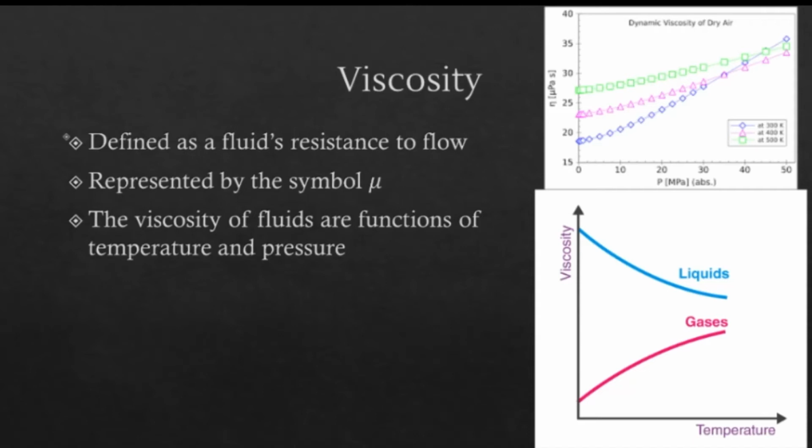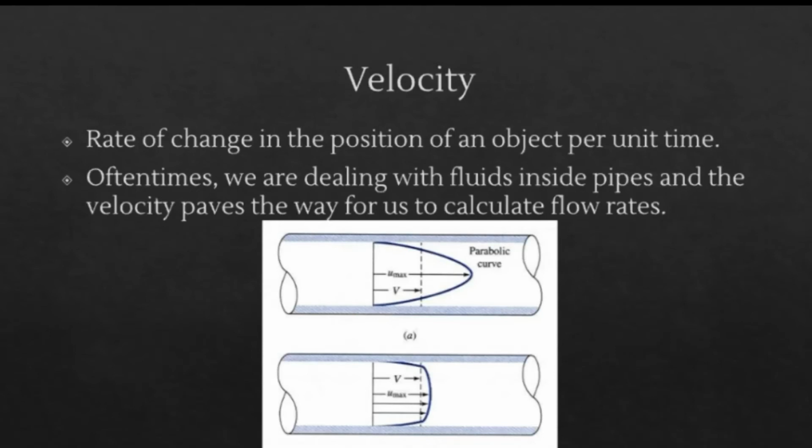Now let's move on to process variables that are not related to the physical properties of a fluid. First, we have velocity. The velocity of the fluid is the backbone of everything involved in fluid dynamics, that is, the study of fluids in motion. We define velocity as the rate of change in the position of an object, in this case the substance, per unit of time.